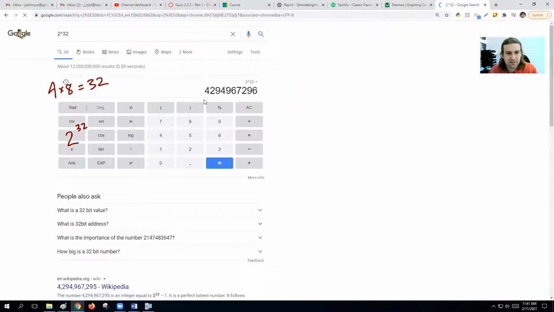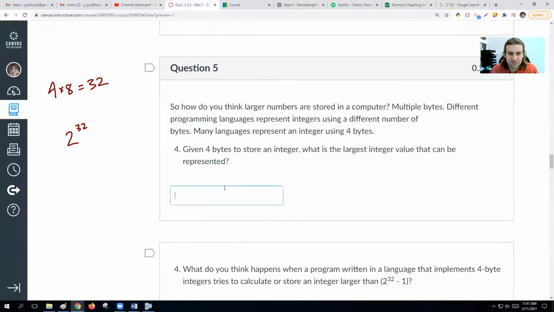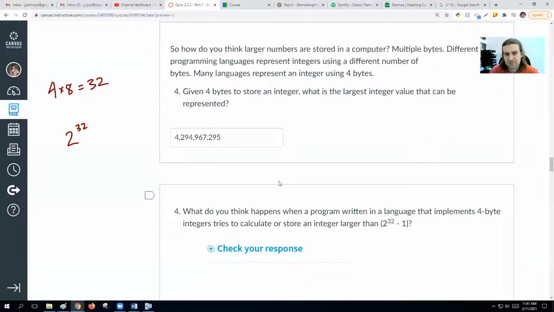So what's 2 to the 32nd power? Hey, Google, help me out here. There we go. Let me copy that over and paste that into our quiz here. Let's see, hundreds, thousands, millions, billions: 4,294,967,296. That would be the number of combinations, but we need to subtract 1 from that. There we go, that should be our answer.